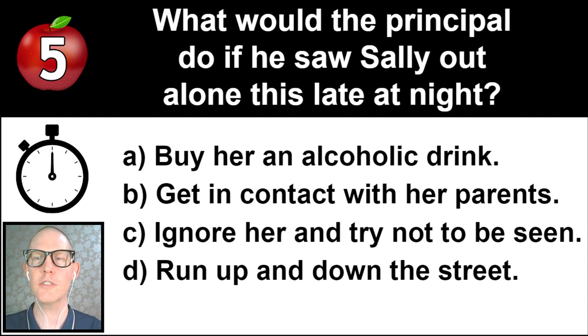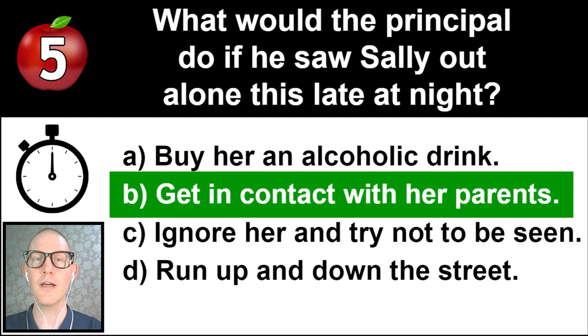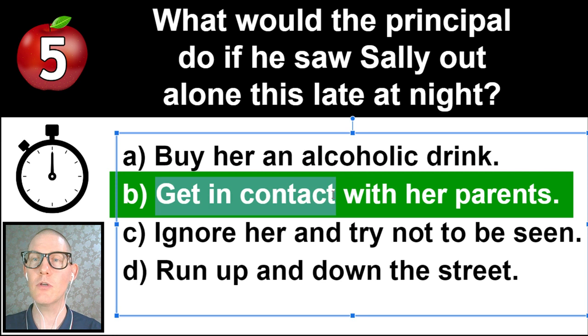Okay, so what would the principal do if he saw Sally out alone this late at night? Okay, so in a realistic world, he would get in contact with her parents. And I guess we're assuming the principal is a guy, it could be a woman, but either way, the principal will get in contact with her parents. So get in contact means to call or send them a message, say, hey, your kid's walking out here late by herself and it doesn't seem right, right?